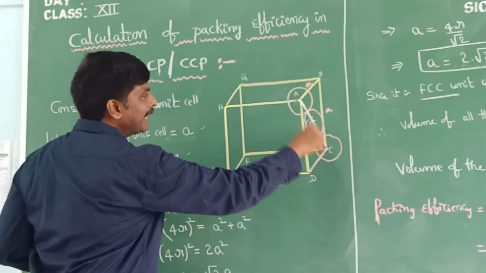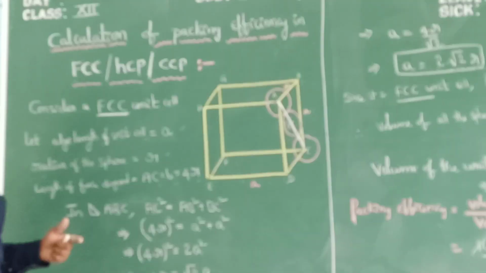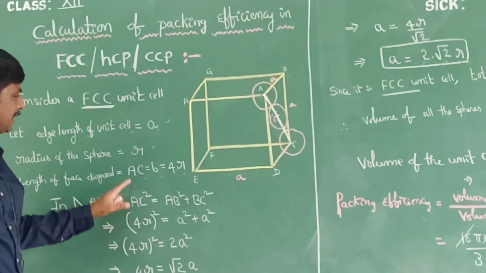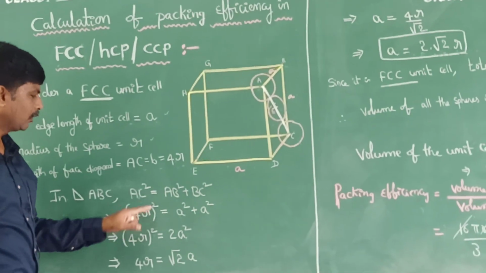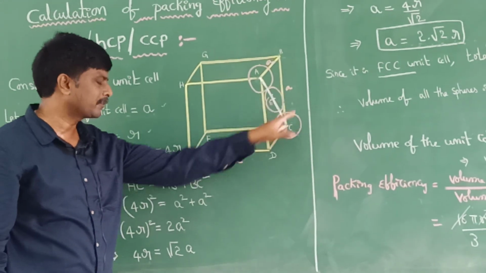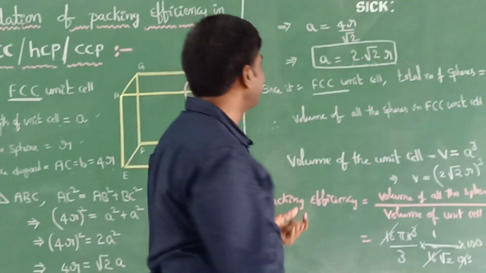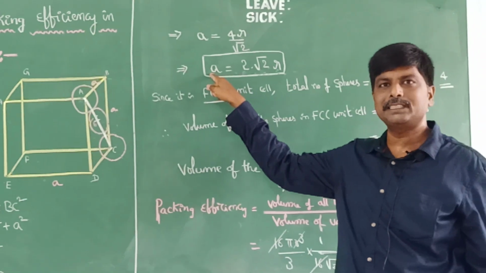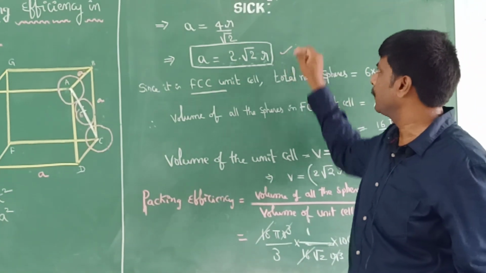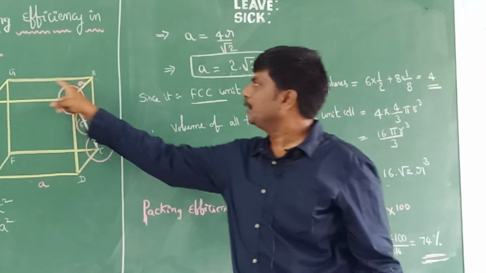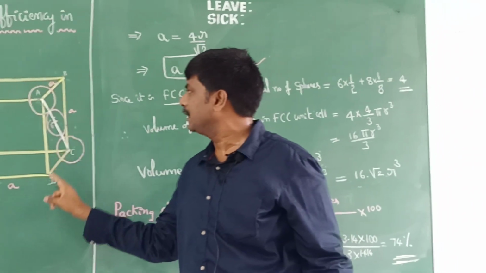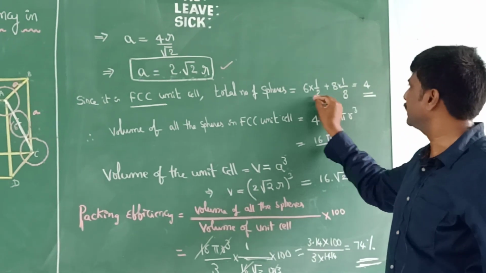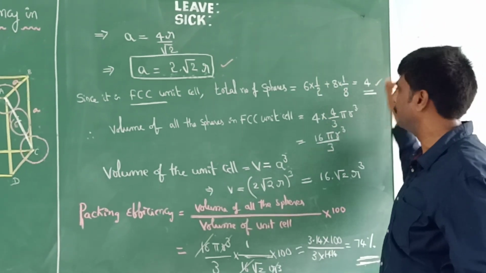Triangle ABC is a right angle triangle. According to the Pythagoras theorem, AC square is equal to AB square plus BC square. AC is 4r, so 4r whole square is equal to a square plus a square. You simplify this one, you will get a relation between edge length and radius of the sphere: edge length a is equal to 2 root 2 r. In a face-centered unit cell, spheres are present at 8 corners and 6 face centers. 8 into 1 by 8, plus 6 into 1 by 2, gives 4.